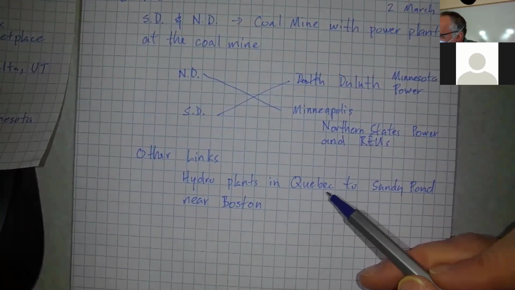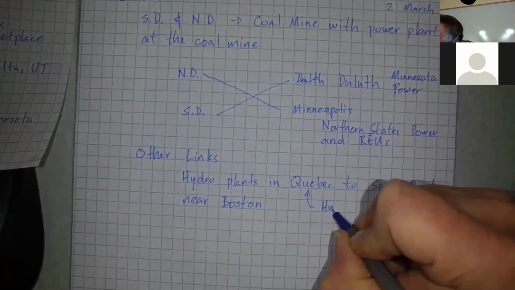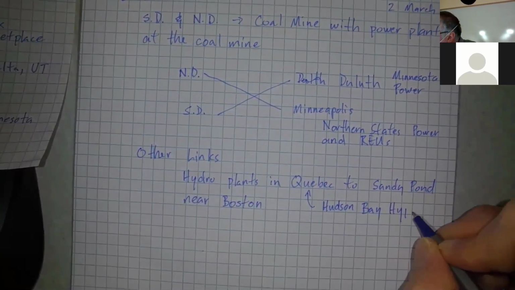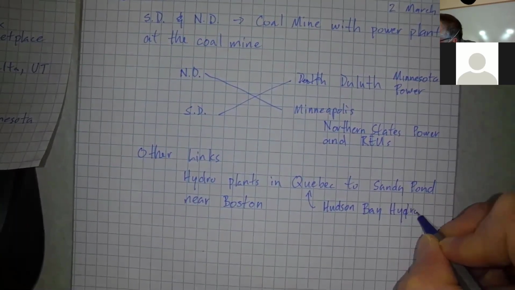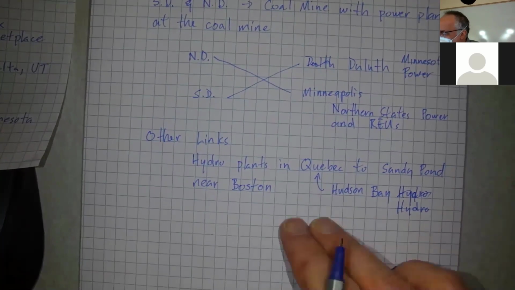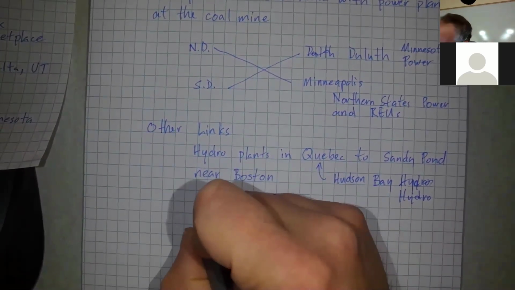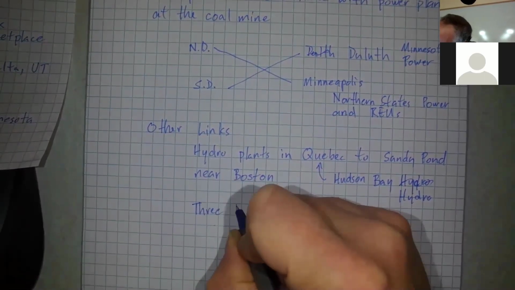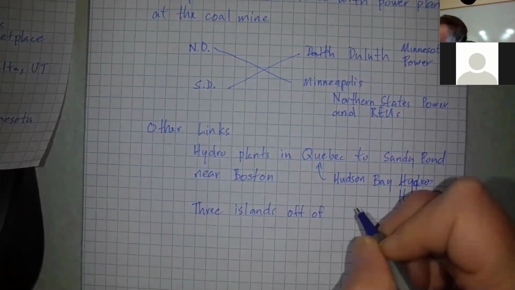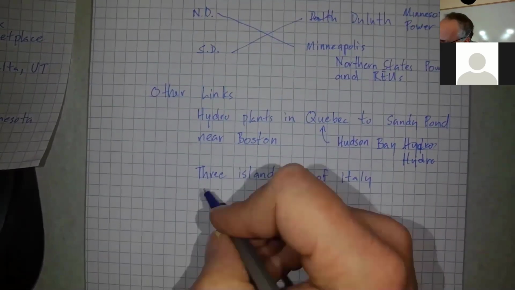So we get Canadian power from Hudson Bay Hydro. Basically the native people up there put in a lot of dams, and we send the power to Boston. We also have three islands off of Italy that we share power with.